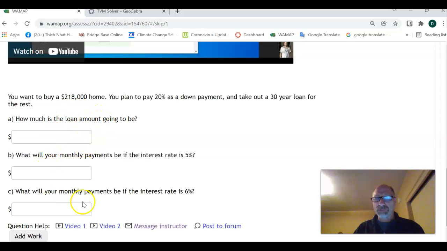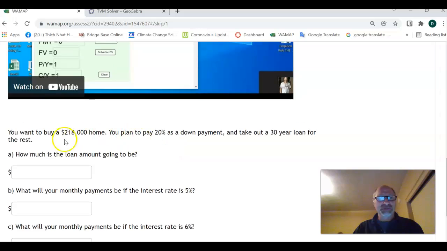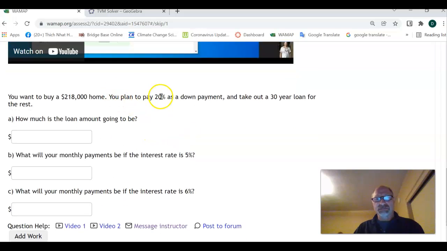You don't really need a formula. You need to know how to use the TVM solver for calculating how much a payment might be. But on a problem like this, this says you plan to pay 20% as a down payment on this $218,000 home, and asks how much the loan amount is going to be. Well, the TVM solver doesn't solve things like that. This is 20%, so you'd calculate 100% minus 20% is 80%. So you just take 80% of the 218,000, and that is what your home loan would be. Those are basic percent problems that you're going to be doing.